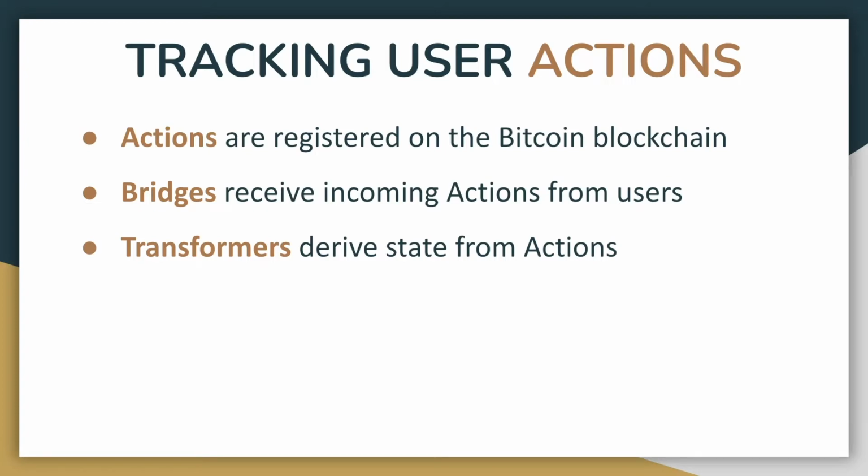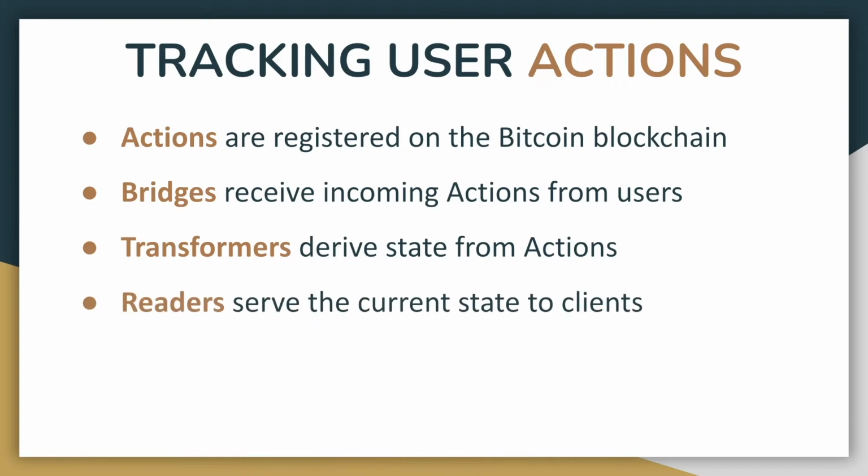Transformers derive state from actions. So whatever bridge you're using is going to transform the actions that are incoming from users from Bitcoin format into instructions which create a state. So a database table or some other method of tracking state based on the actions that happened, from which users they came and in which order they came, as prescribed by the Bitcoin blockchain.